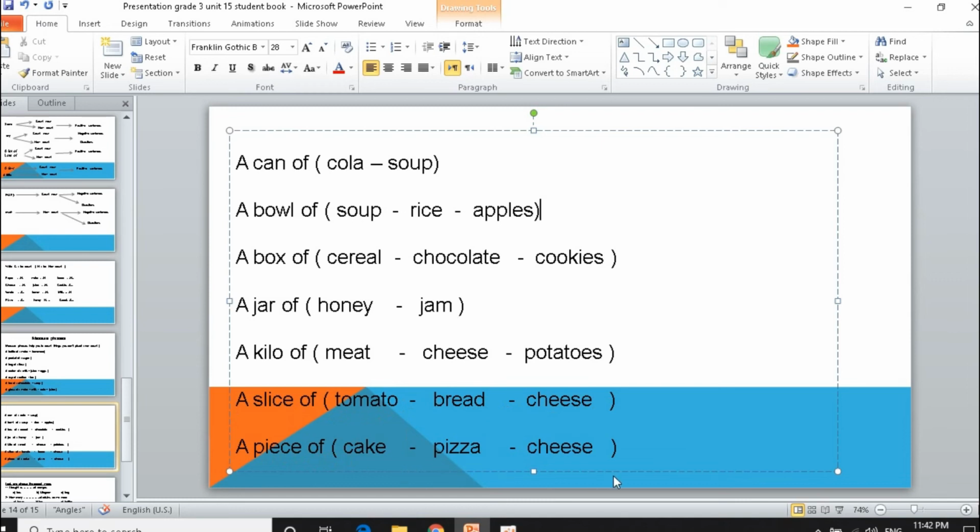Again, a can of cola, soup, a bowl of soup, rice and apples, a box of cereal, chocolate and cookies, a jar of honey and jam, a kilo of meat, cheese and potatoes, a slice of tomato, bread and cheese, a piece of cake, pizza and cheese.